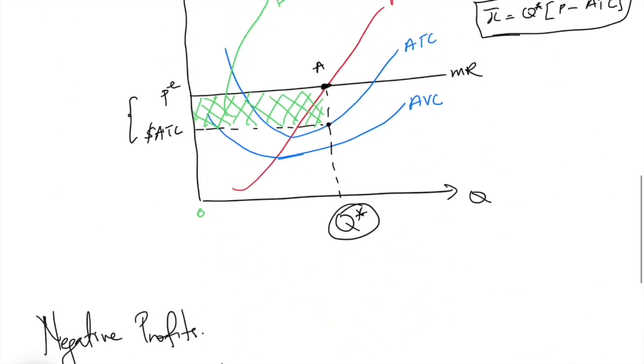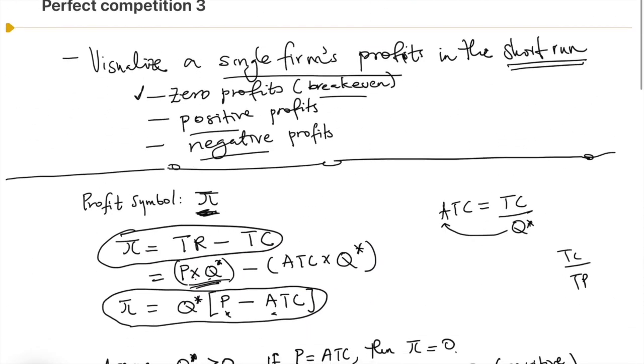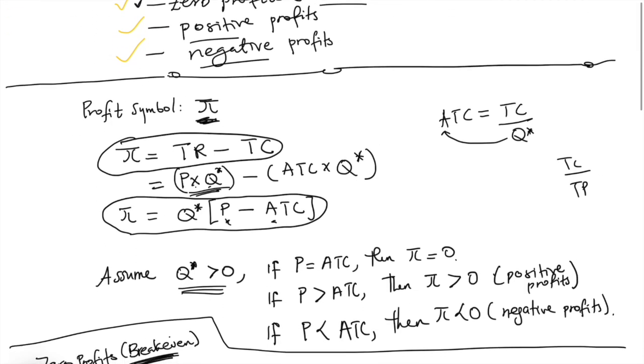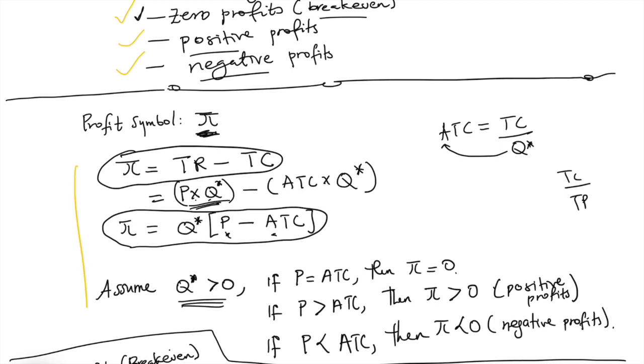Cool. That is all there is to it. So let's go back up. What did we just do? Well, we figured out how to draw 3 graphs, one depicting 0 profits, the other positive profits, and the last one negative profits. Now your main focus would be here.